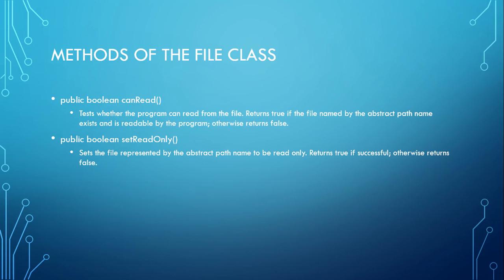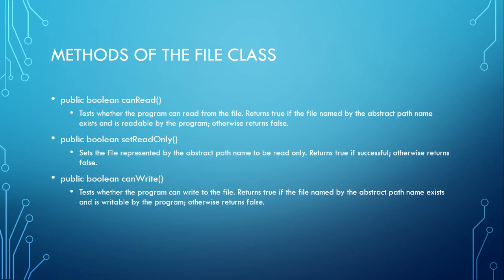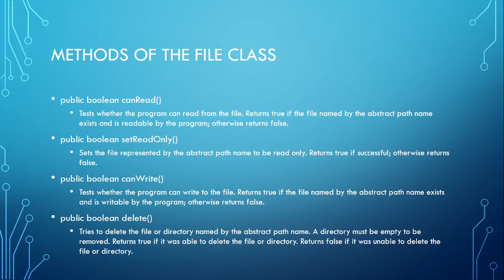What read only means is that once you make that file read only, it's not going to be editable. So you can't go and write, for example, new text to it. It doesn't have write permissions anymore. All right, public boolean canWrite tests whether the program can write to the file. Returns true if the file named by the abstract path exists and is writable by the program. Otherwise false. You're going to start to notice a couple patterns here with these booleans. And then we'll also have the option to delete, which is pretty self-explanatory. It allows the test to see if it can be deleted.